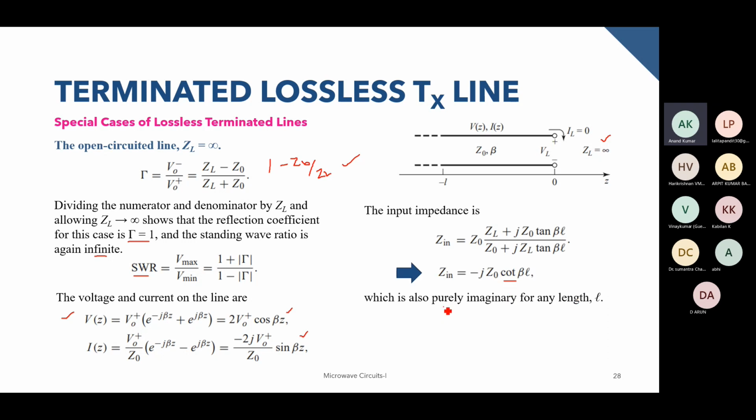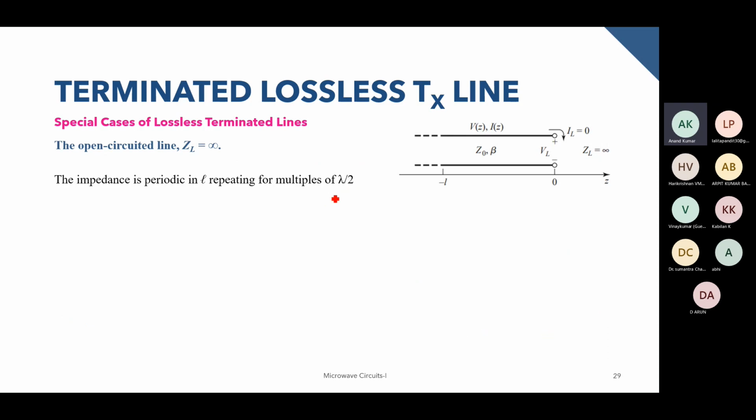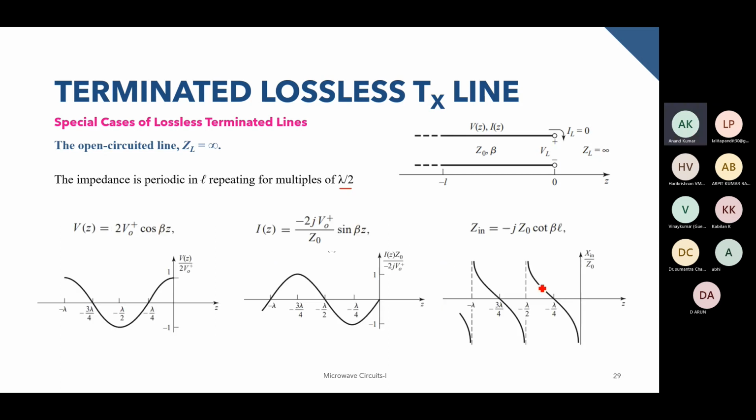Again, this is purely imaginary for any value of L, and it will again have a periodicity of lambda by 2. Plotting them, this plot is again periodic in lambda by 2, and the plot only slightly changes, but you can see it will vary from minus infinity to 0, and then again go to infinity, and this trend continues. So this is how the input impedance plot will look if you make the transmission line open circuited.